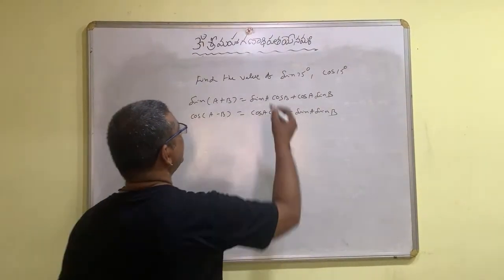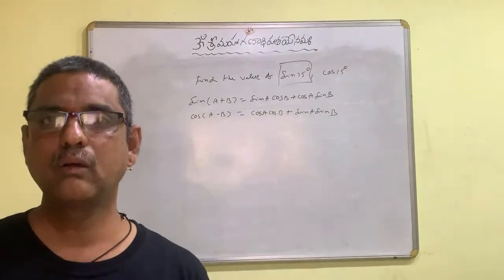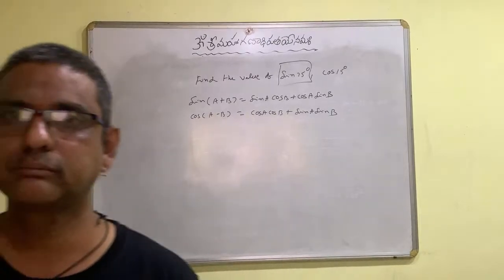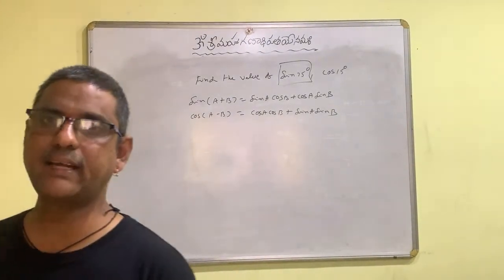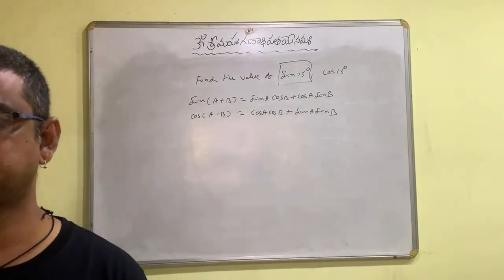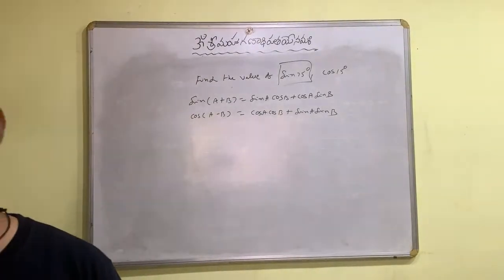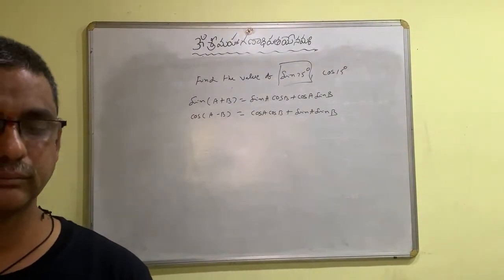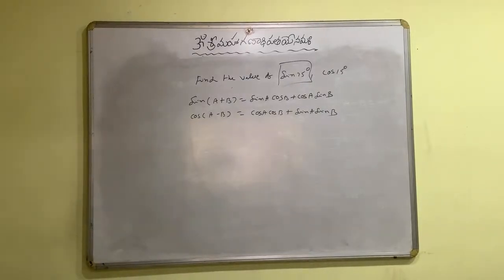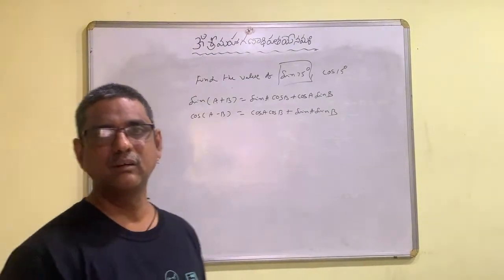So first we need to find out this value. How to do it? Which identity do we have to use for sin 75? From these two, first one or second one, children? First one. Good.